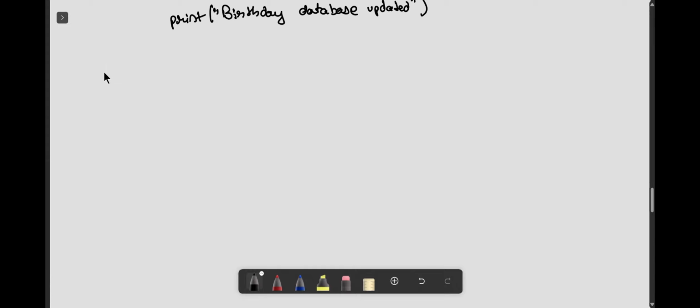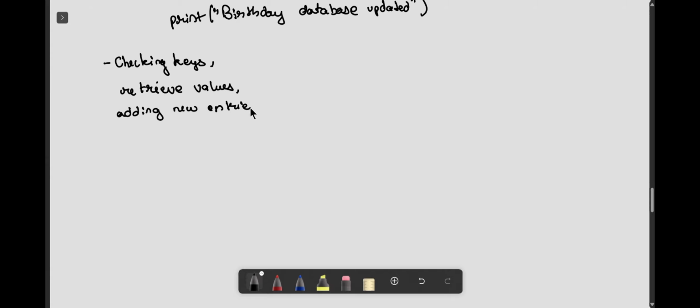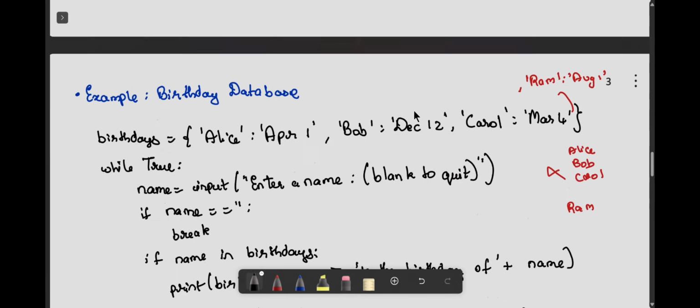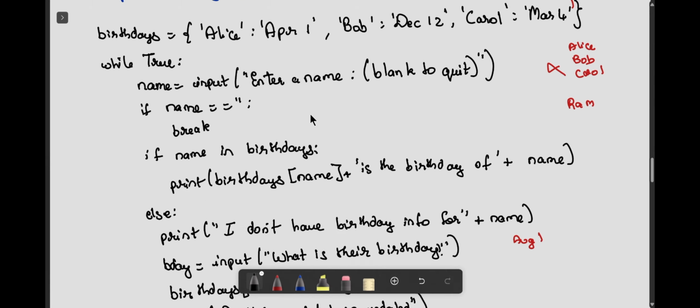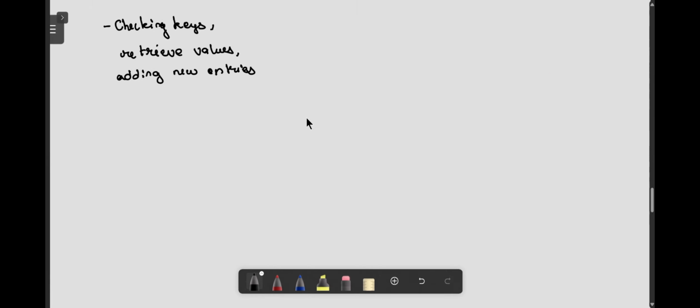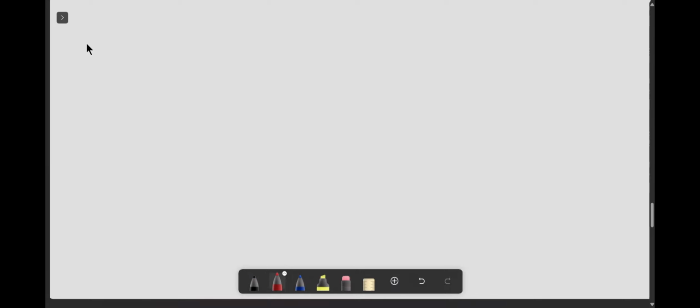So what we have seen here, we have seen about checking keys. We have seen how to check keys, how to retrieve values, and then adding new entries. This is all we have learned by writing this program. So try executing it and see what kind of output you get and try debugging it. Okay, next.